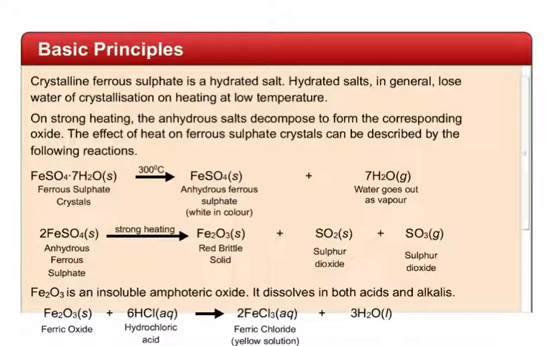Fe2O3 plus 6HCl gives 2FeCl3 plus 3H2O. Fe2O3 plus 2NaOH gives 2NaFeO2 plus H2O.